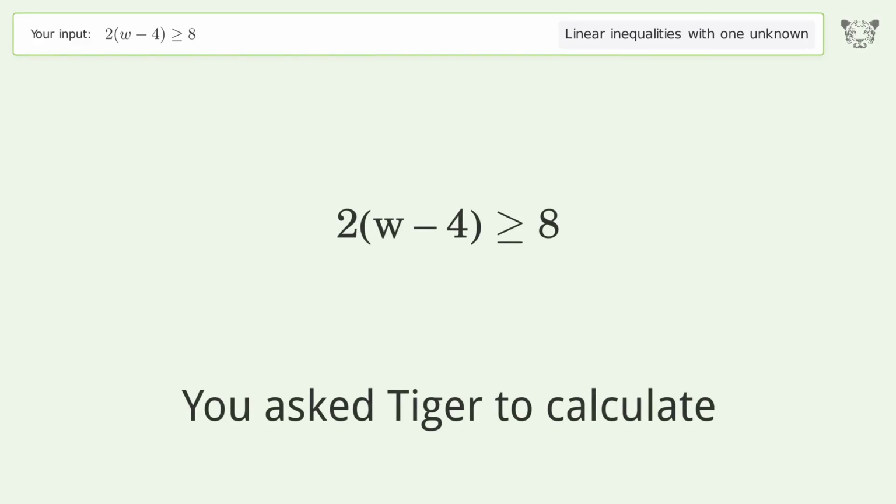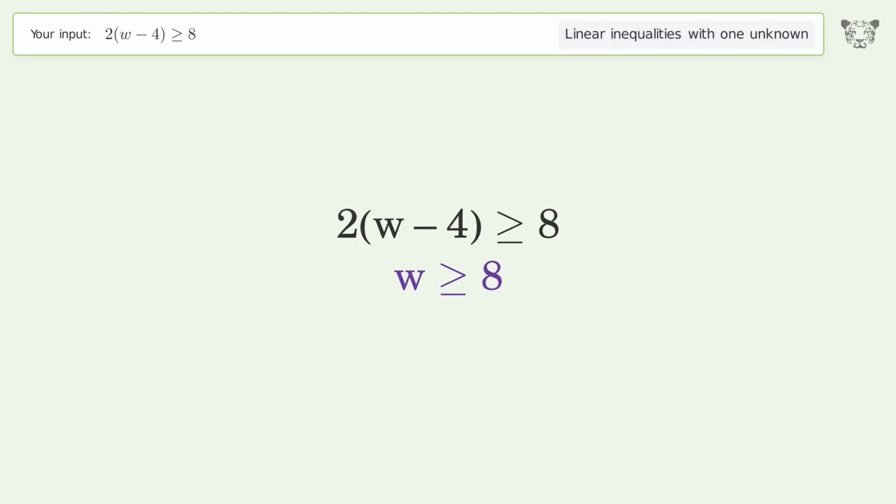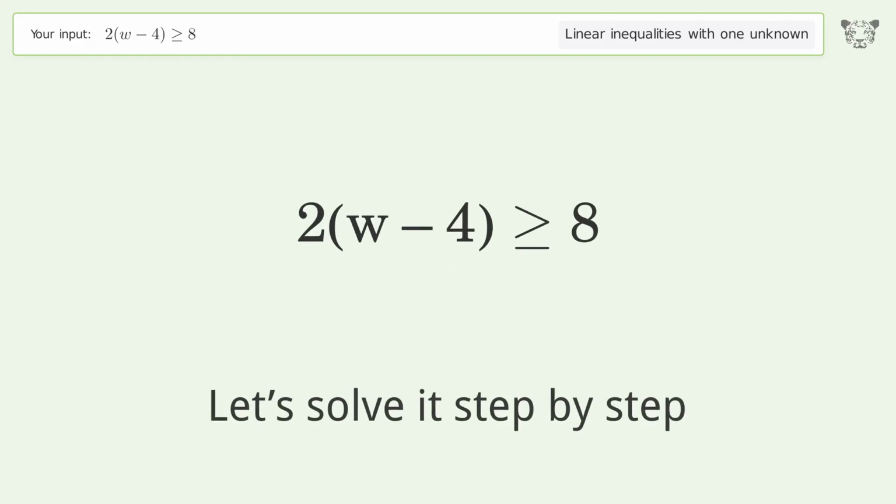You ask Tiger to calculate. This deals with linear inequalities with one unknown. The final result is w equal or greater than 8. Let's solve it step by step.